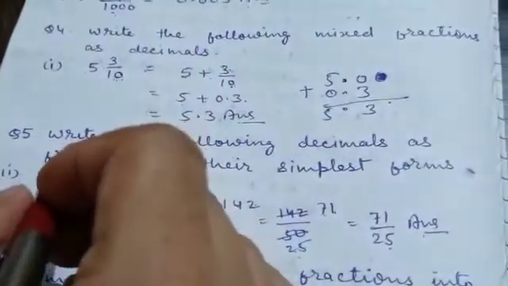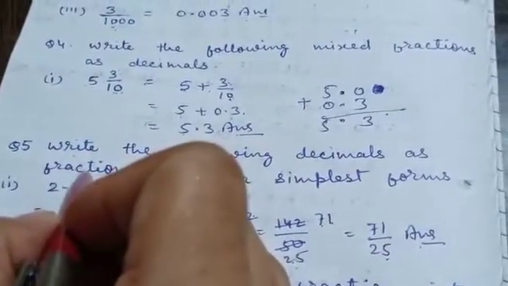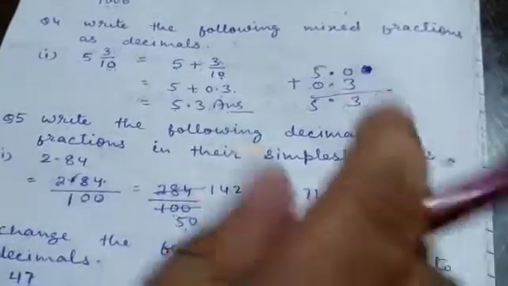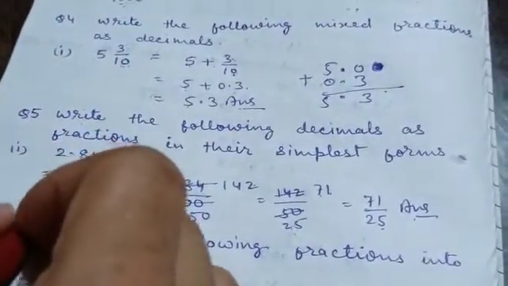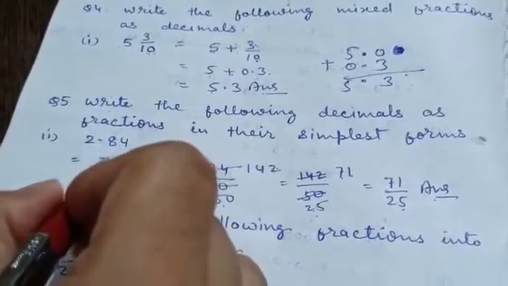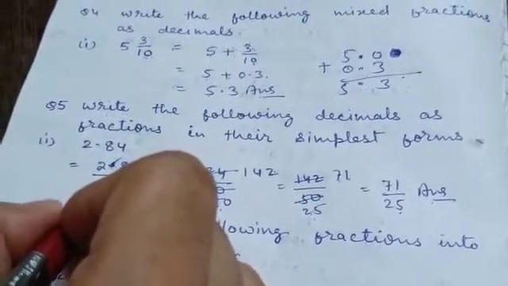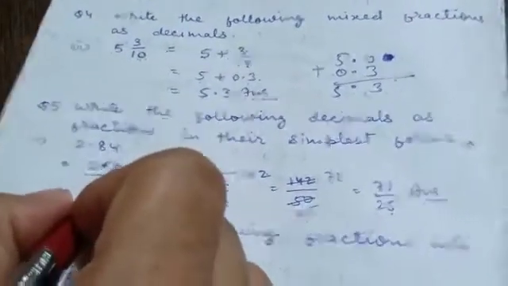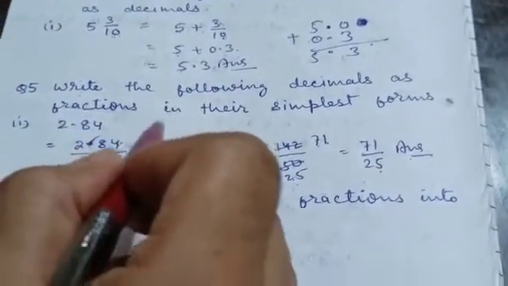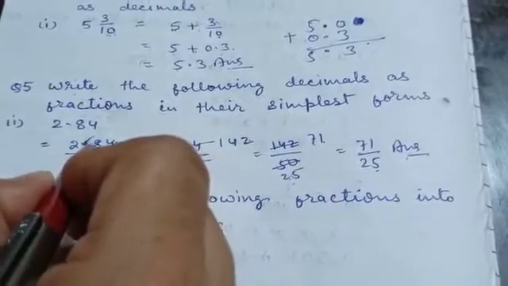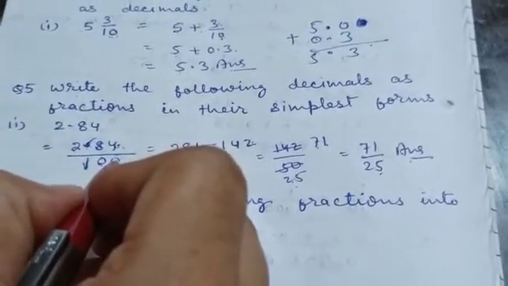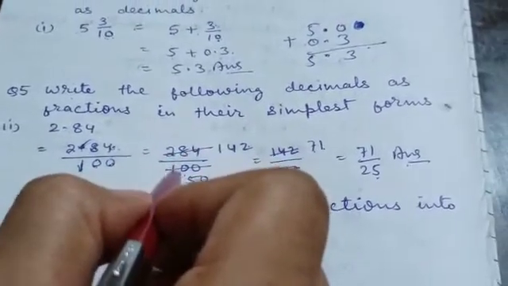Next, write the following decimals as fractions in their simplest form. The first part is 2.84. We have to remove this decimal. In place of the decimal, in the denominator we will write 1, and you have to see how many digits are written on the right-hand side of the decimal. There are 2 digits, so we have to write 2 zeros. So it will be 284 by 100.